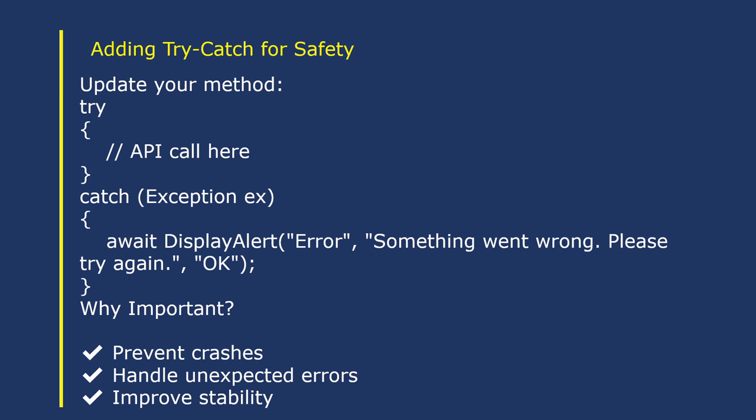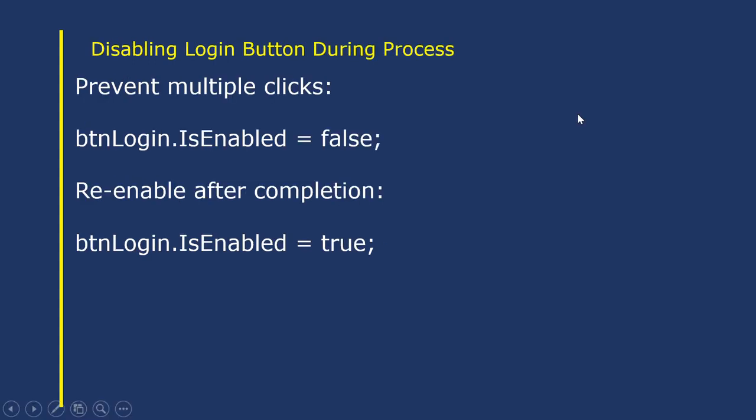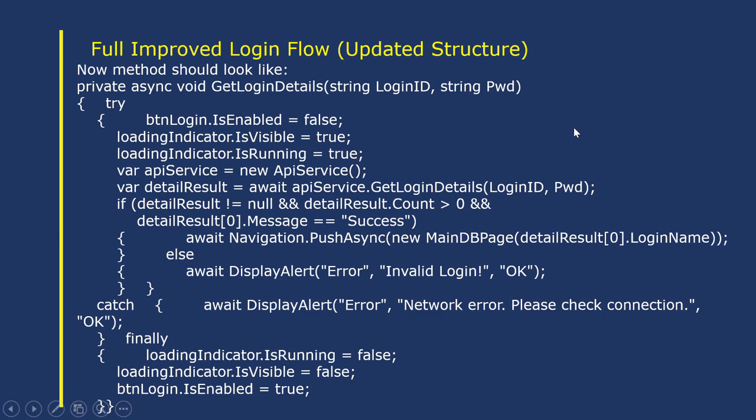We wrap the API call inside a try-catch block to prevent the application from crashing if something unexpected happens. To prevent multiple login requests, we temporarily disable the login button while the API call is in progress. This improved structure ensures the app handles errors gracefully, prevents duplicate login attempts, and provides proper user feedback.